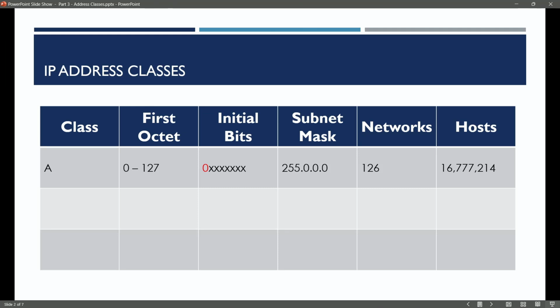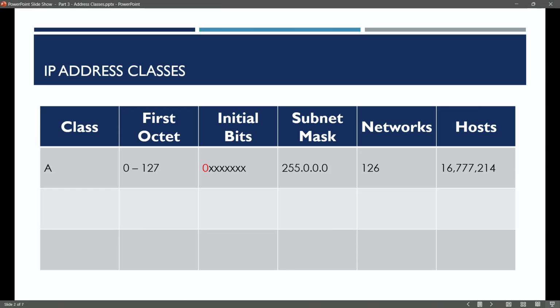The decimal value that you would see in the first octet would be from 0 to 127. Notice what they did. They took the first bit in that initial octet and they set it to a 0. They forced that bit to a 0. You'll see why later on, but that's going to give us the potential for 0 to 127 in that first octet. What is the default subnet mask?